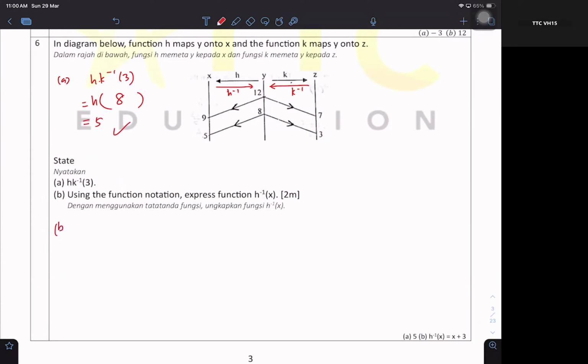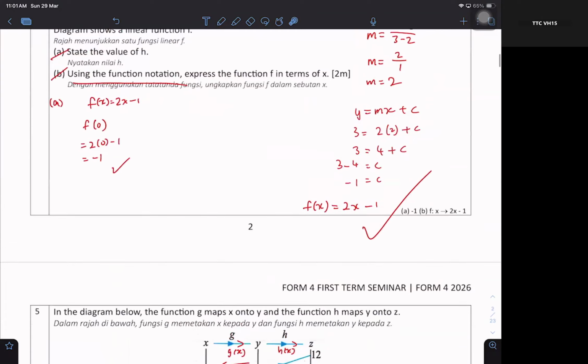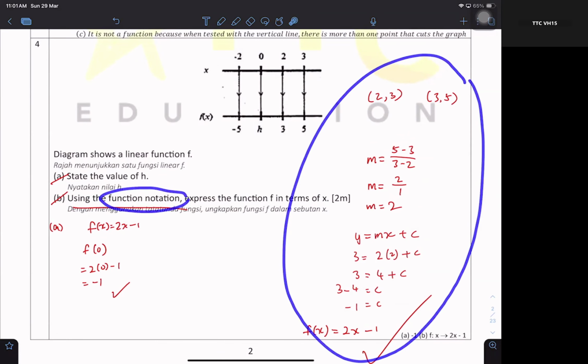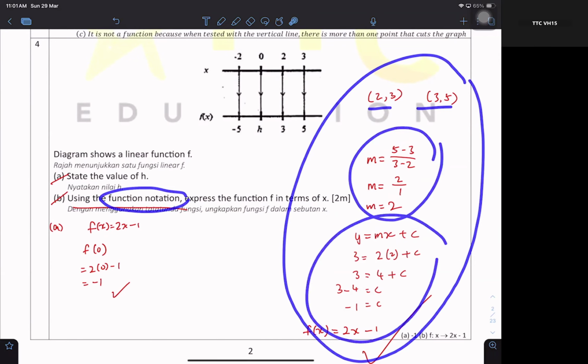Okay, question B. Using the function notation, express h inverse, meaning it asks you to find out what h inverse is. This one, you use back the method that I taught you just now. Function notation. Write out the points, write out the coordinates, and then do the gradient, then y equals mx plus c.